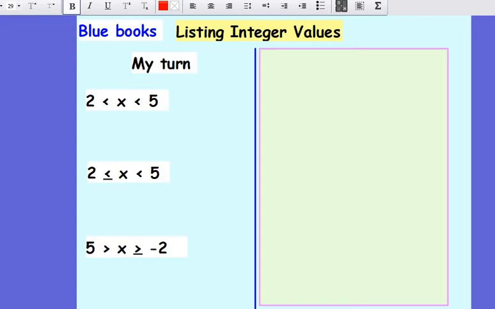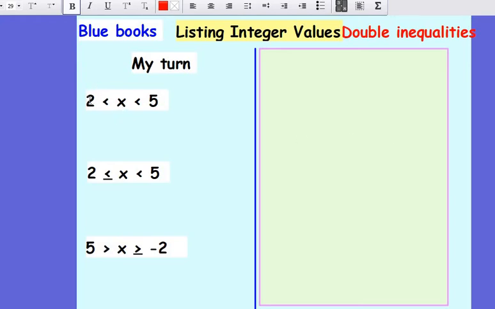So in your dark blue books, can you write the title Listing Integer Values for me? And put a little side heading, double inequalities for me. So listing integer values with double inequalities. And when you've done that, pens down, eyes on me, I'm going to go through some examples and then you're going to do some examples.